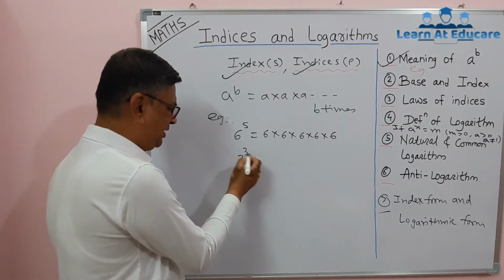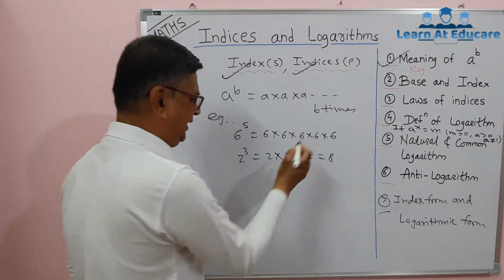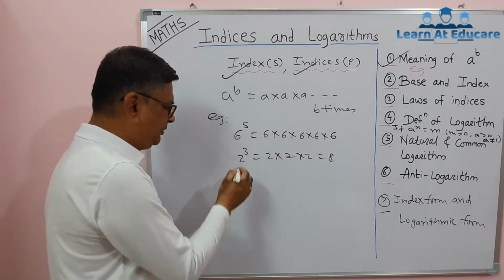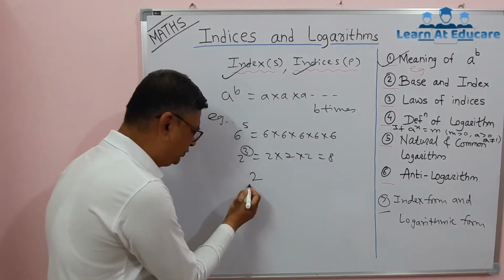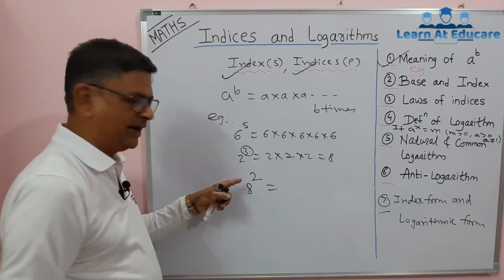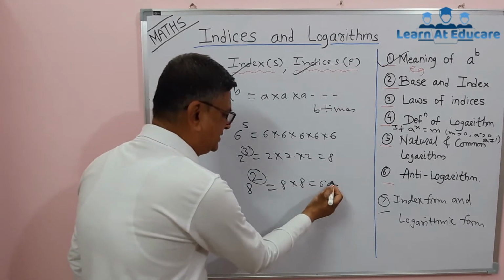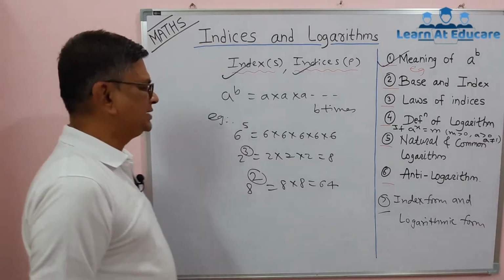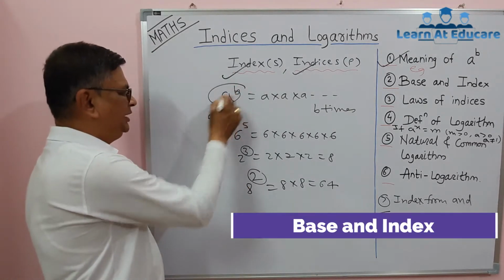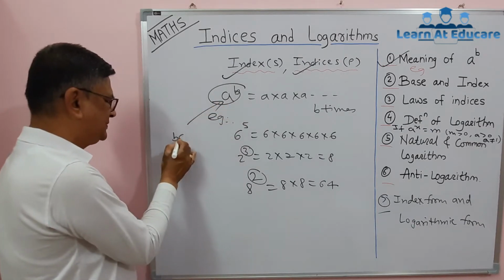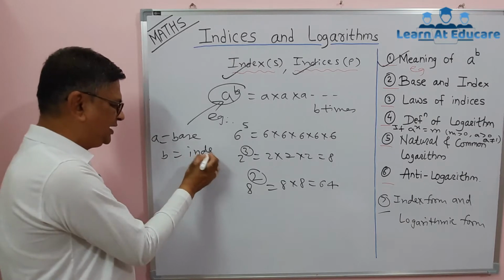Another simple example, 2 cube, that is 2 into 2 into 2, that is 8. Remember, if the index is 3, it is called cube. If the index is 2, like 8 square, that is called square. 8 square we know, 8 into 8, that is 64. So what is the index and base here? In a raised to b, a is called the base. So here a is the base and b is the index.